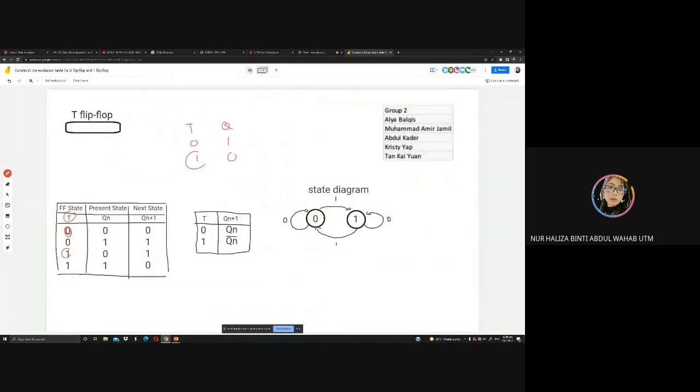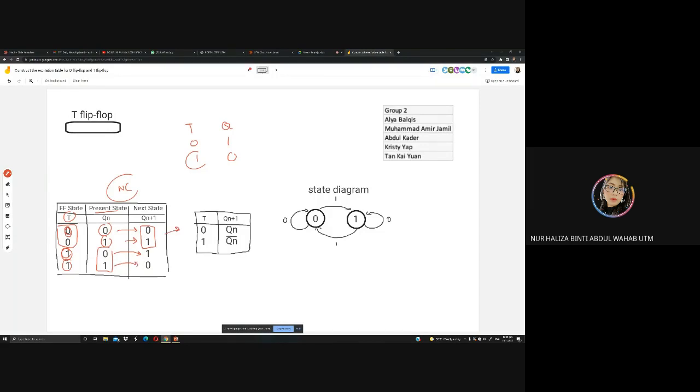Group number 2, right? Okay. So if you have 0 here, it doesn't matter what your present state is. This part is going to follow exactly what your previous output is, hold or no change, if you still remember. So it's going to follow your present state. That's why you get 0 and 1 here for your Q. And for your 1, it's going to toggle, referring to your present state. So it will be 0 to 1, 1 to 0.